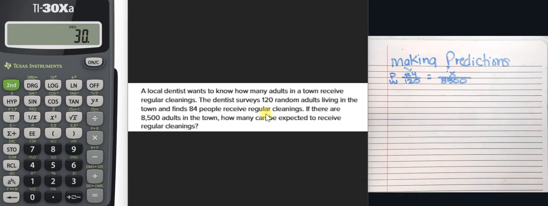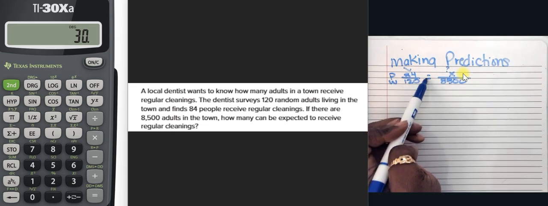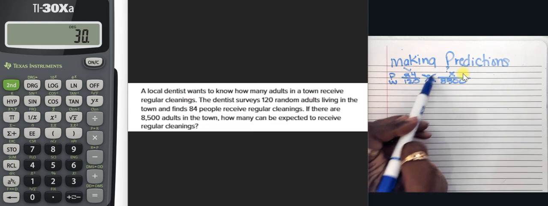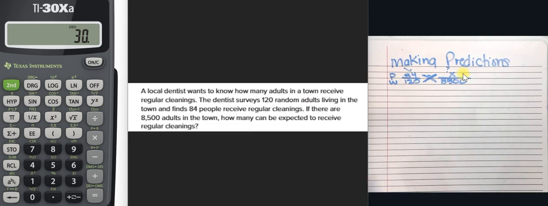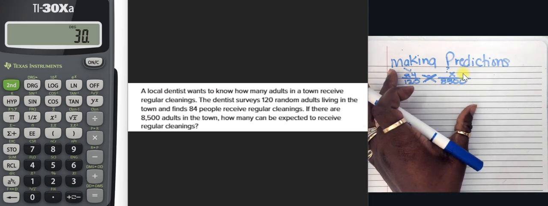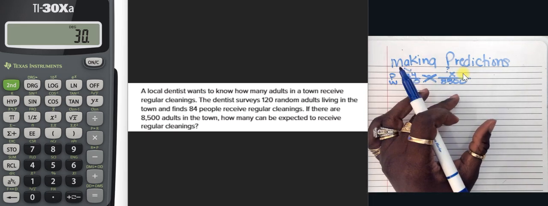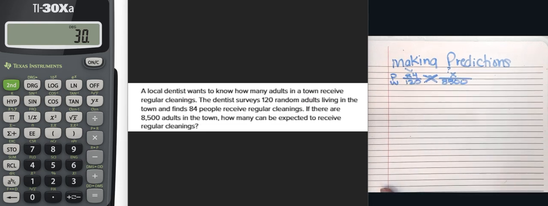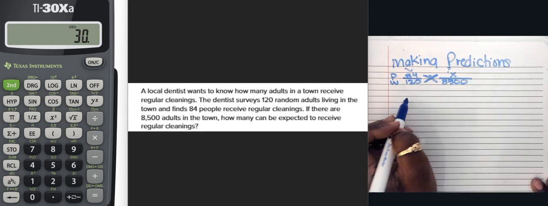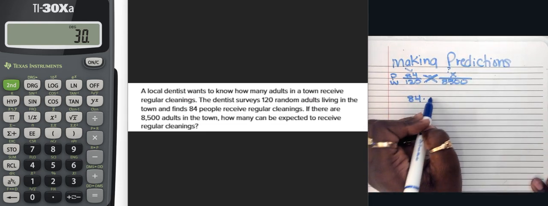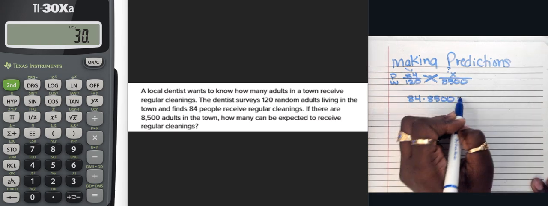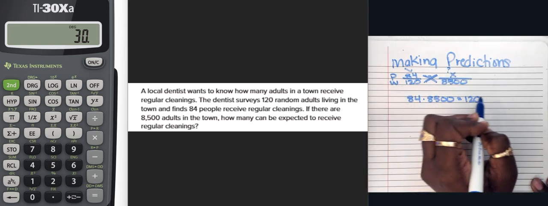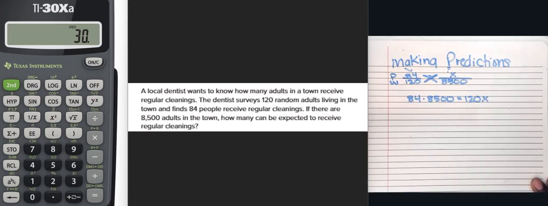And so we need to figure out how many of those 8,500 people can be expected to get their teeth cleaned. And so we're going to use the cross multiply method for this one. Under the cross multiply, remember you just set it up like that and multiply the sides that are across from each other, and we're going to set them equal to one another. So we have 84 on one side times 8,500, and that is going to be equal to 120 times x. So it's going to look like this.